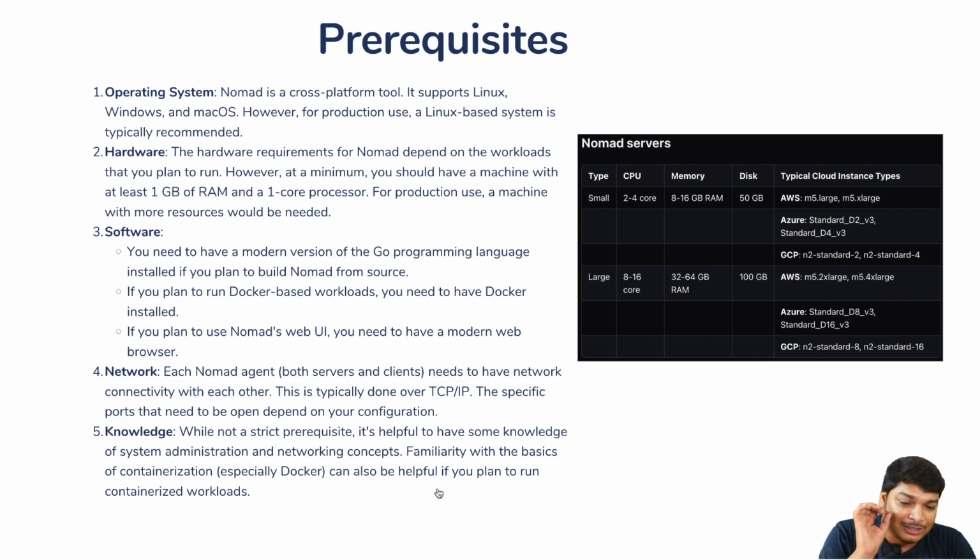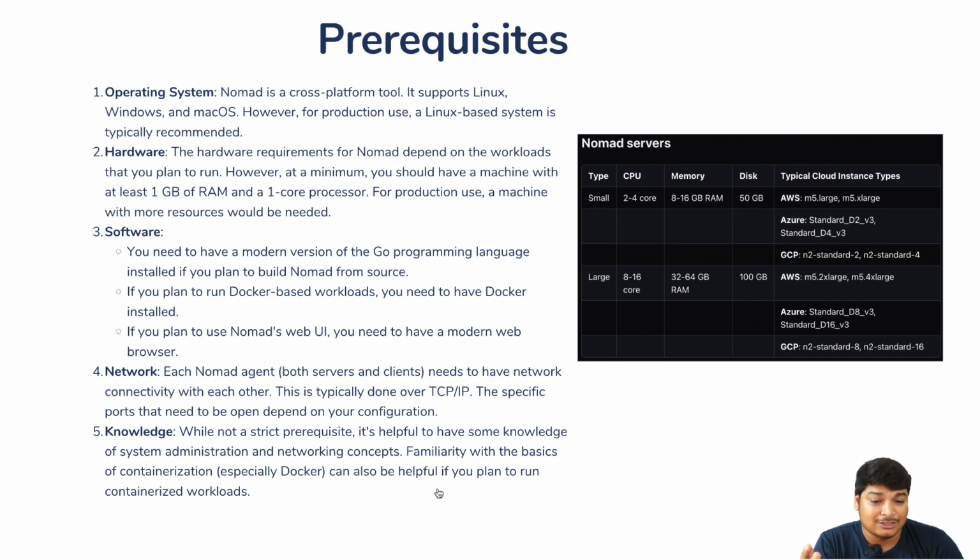Okay, now for the cloud server, you can see the requirements here. For a small type: 2 to 4 cores, 8 to 16 GB RAM, disk 50 GB. If you want a smaller configuration, there is AWS M5 large or M5 xlarge. For Azure, standard D2 v3 and standard D4 v3. For GCP, N2 standard 2 and N2 standard 4.